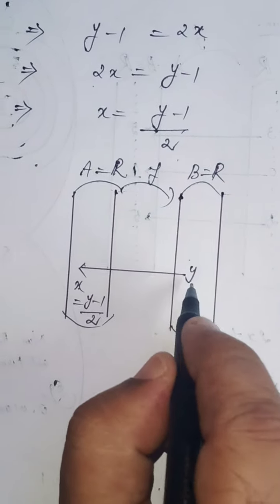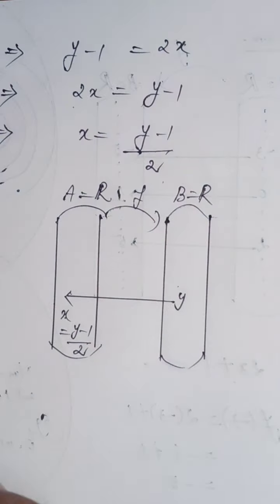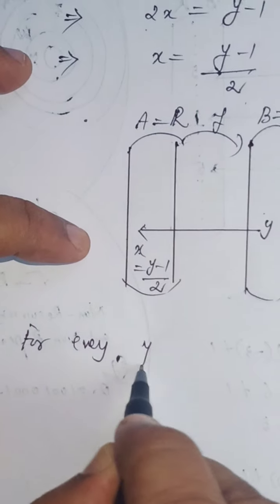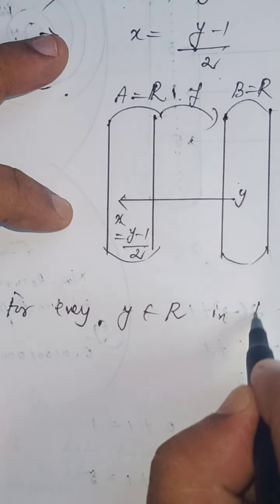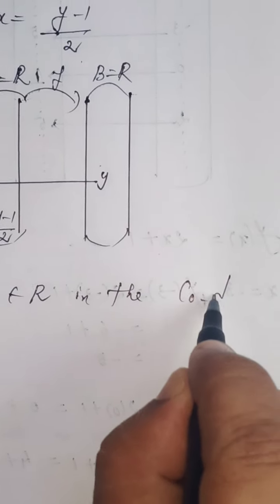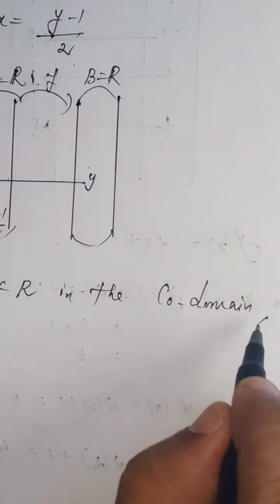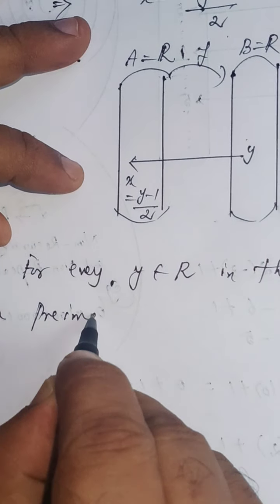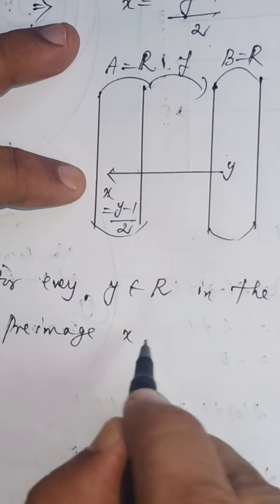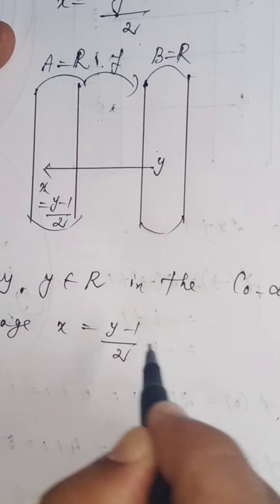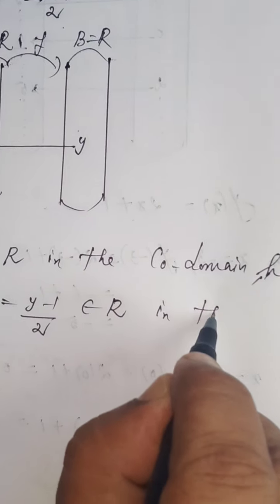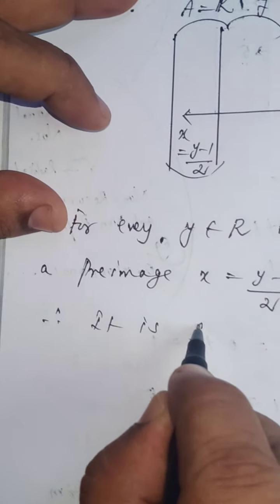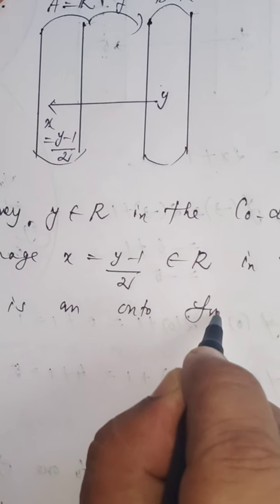For example, I take any one number over here. In general, first we write: every y belonging to R in the codomain has a preimage x equal to y minus 1 by 2 belonging to R in the domain. Therefore, it is an onto function.